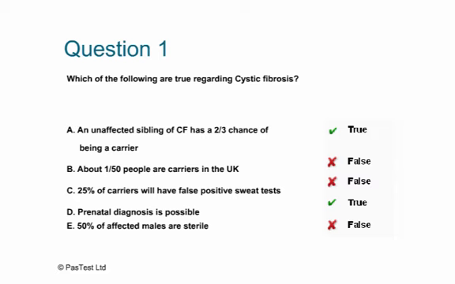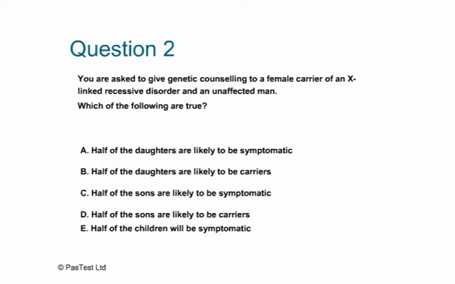Right, so let's move on to question 2. Now question 2 is a common enough scenario. You're asked to give genetic counselling to a female carrier of an X-linked recessive disorder and her unaffected partner. So which of the following are true? I suggest you write down the answer you think, of which A, B, C, D and E are true and false. Now, let's think about what's going on in this scenario.